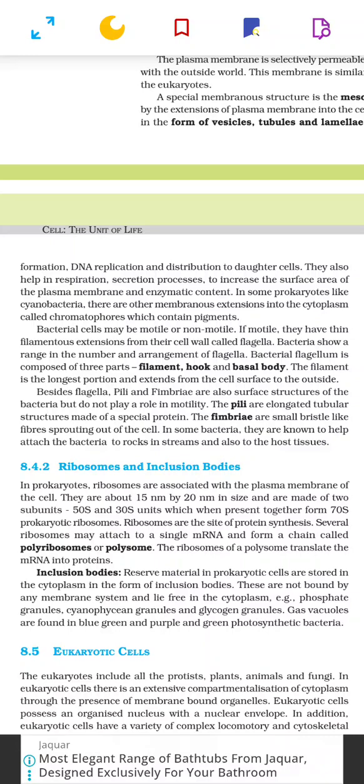Inclusion bodies. Reserve material in prokaryotic cells is stored in the cytoplasm in the form of inclusion bodies. These are not bound by any membrane system and lie free in the cytoplasm. For example, phosphate granules, cyanophycean granules and glycogen granules. Gas vacuoles are found in blue-green and purple and green photosynthetic bacteria.